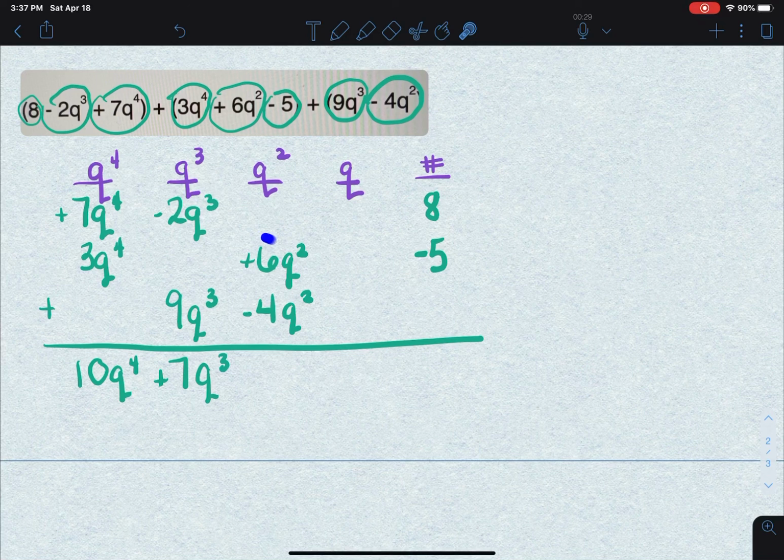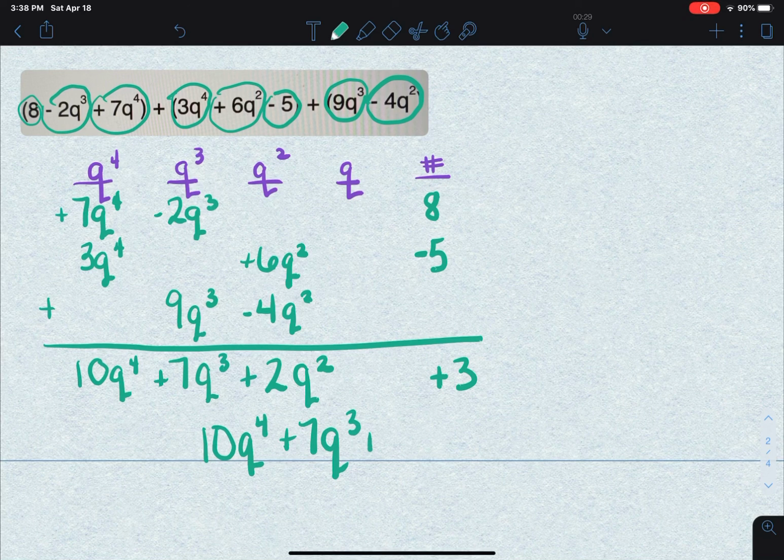Now if I look at this, so positive 6 and negative 4 is positive 2q to the second. Now, I don't have anything in this column, which is kind of lucky for me. If I go to the last column, positive 8 and negative 5 is going to be positive 3. So it's going to be 10q to the 4th plus 7q to the 3rd plus 2q to the 2nd plus 3.